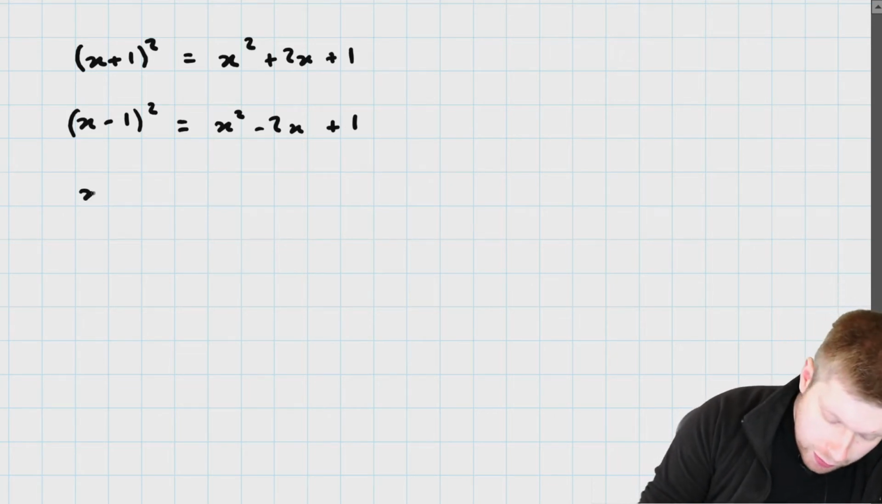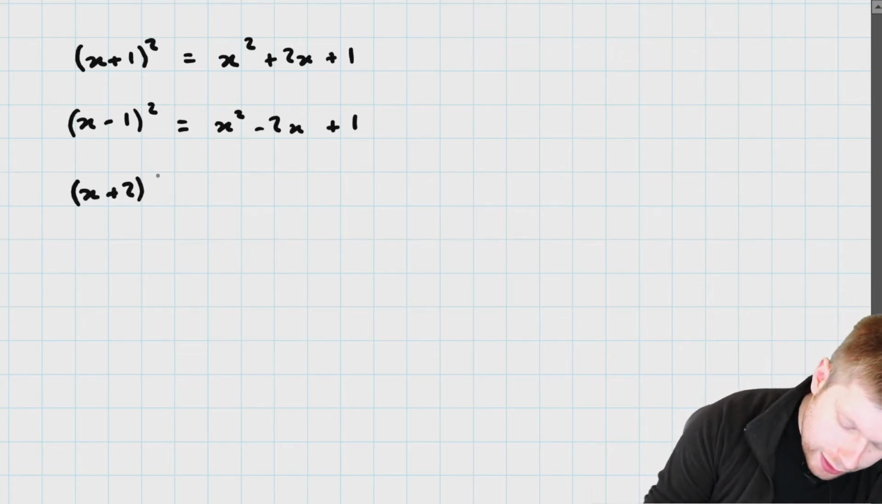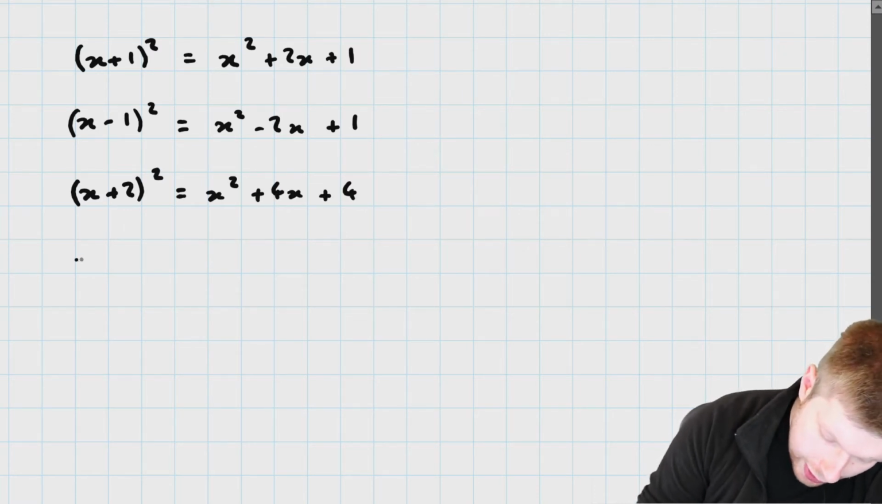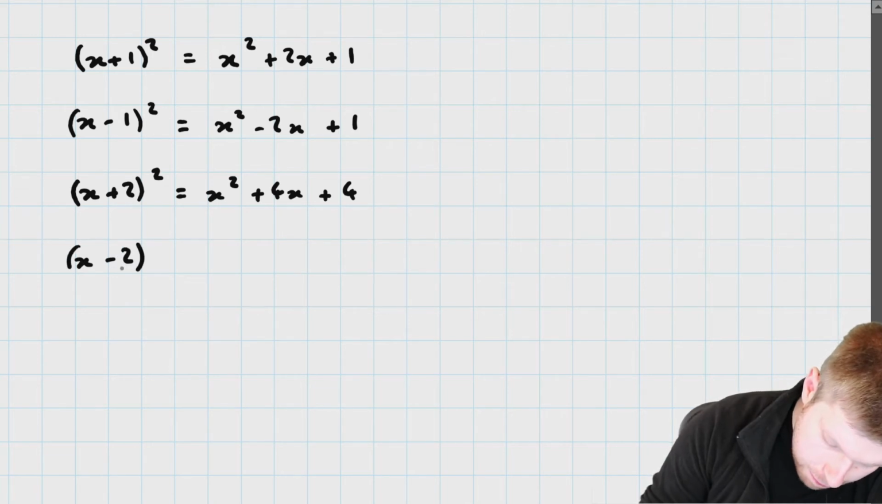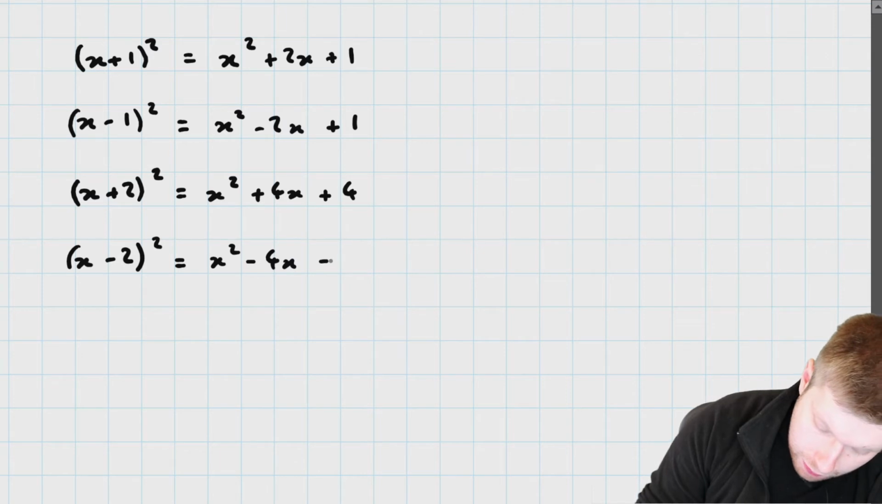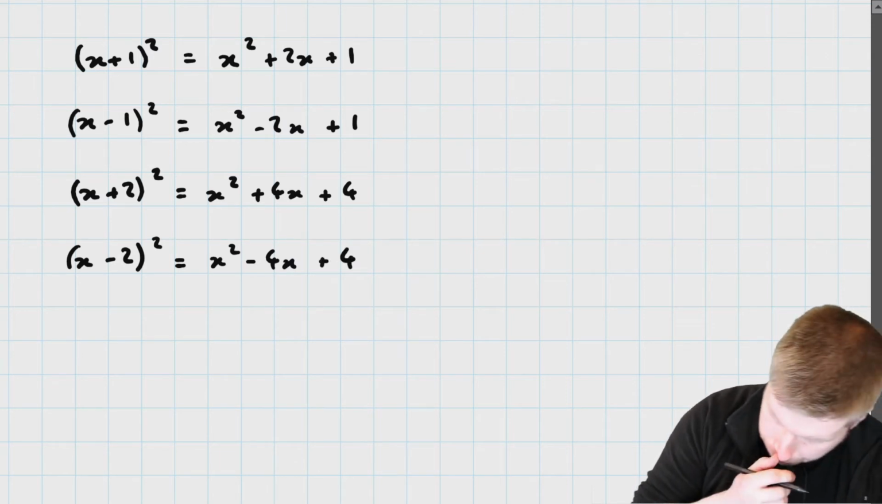Now if I work with x plus 2 all squared, this is going to give me x squared plus 4x plus 4. And if I work with x minus 2 all squared, this is going to give me x squared minus 4x minus 4, sorry, plus 4.